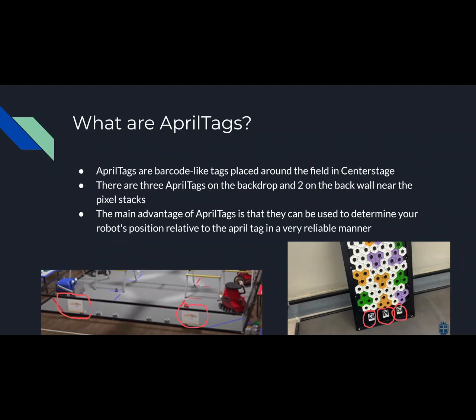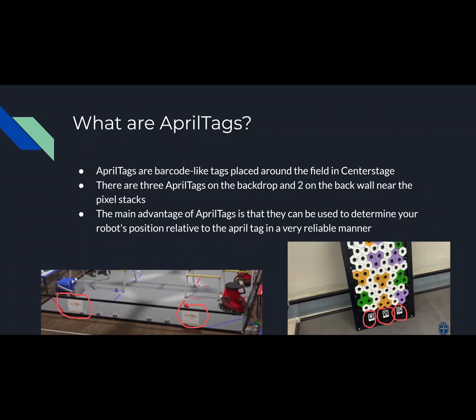So the whole purpose of AprilTags is that they can tell you information about the location of your robot just by looking at them, which is pretty incredible when you think about it. So just by looking at an AprilTag, your camera can tell you, okay, our robot is 2 feet away from it, 1 foot to the side, and is at a 25-degree angle. And that can be very useful for aligning, right?